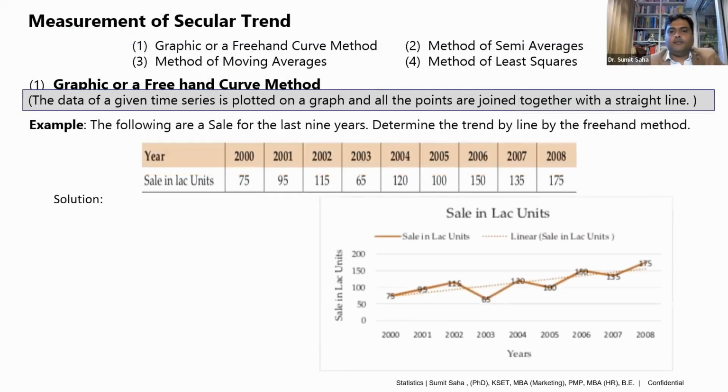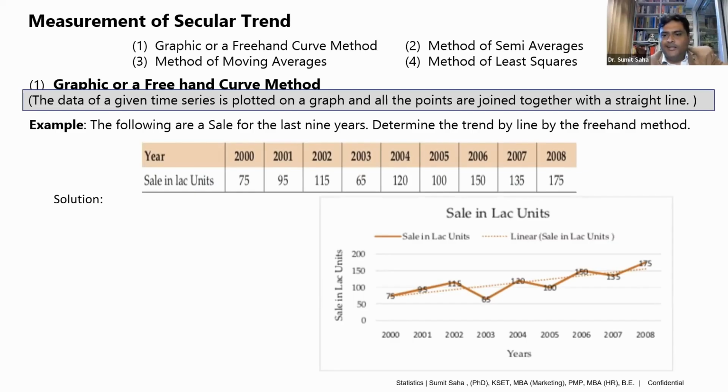We are plotting this simply. On one side, the y-axis is sales in units, and on the right-hand side, years. So right now, in 2000 we have 75 units. I have plotted it. 2001 is 95, 2002 is 115. Similarly, 2008 is 175, something like that, right?